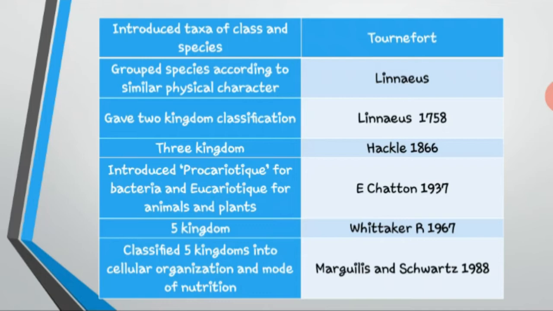Haeckel said no, there are 3 kingdoms. Let's see what he said. And then Chatton said no, there are organisms which are prokaryotic, and there are organisms which are eukaryotic. So we'll see what they are. Whittaker said no, there are 5 kingdoms.